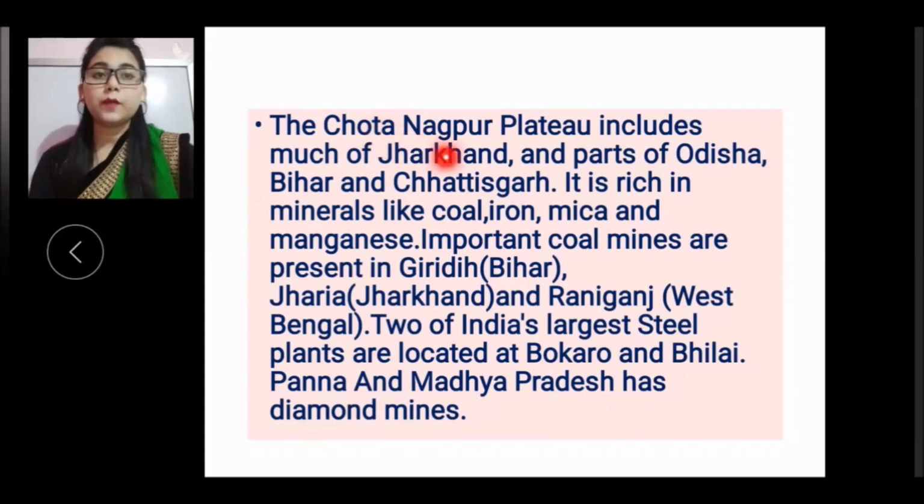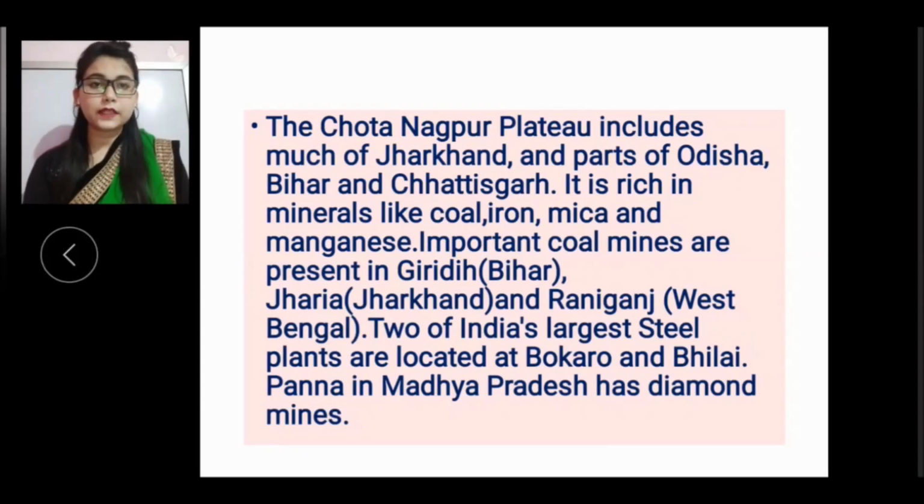The Chota Nagpur Plateau includes much of Jharkhand and parts of Odisha, Bihar and Chhattisgarh, and it is rich in minerals like coal, iron, mica and manganese. Important coal mines are present in Giridih, Bihar, Jharia, Jharkhand and Raniganj, West Bengal. Two of India's largest steel plants are located at Bokaro and Bhilai, and Panna in Madhya Pradesh has diamond mines.